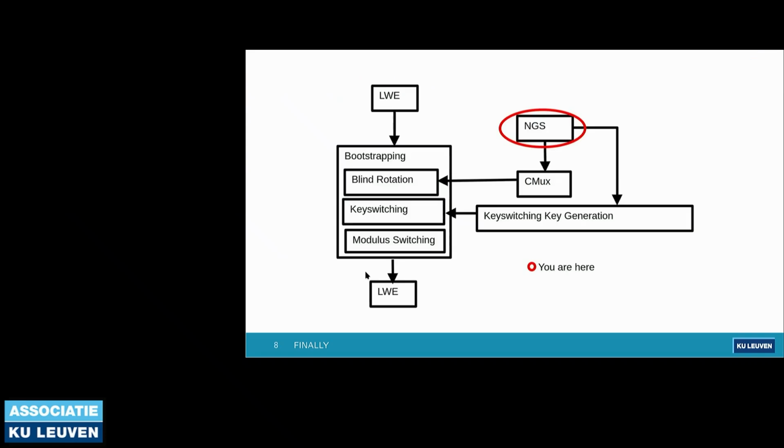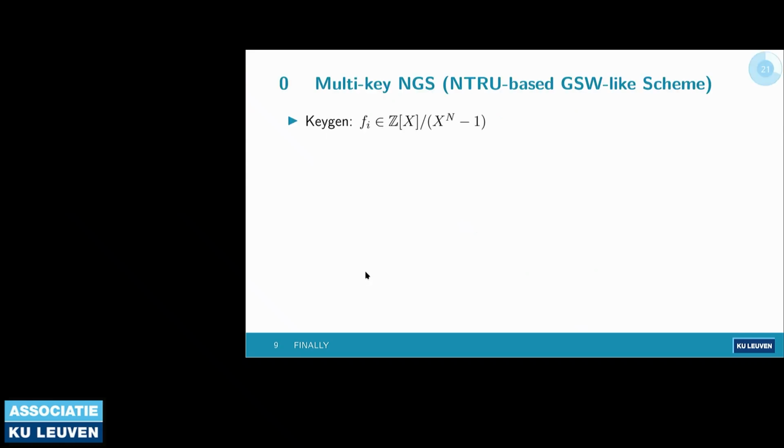Moving on to the other thing we're doing, you'll notice this says NGS and not NTRU. That's because things are complicated, and NGS actually stands for NTRU-based GSW-like scheme. So if you know GSW, this may look somewhat familiar. If you don't, it still will look unfamiliar.